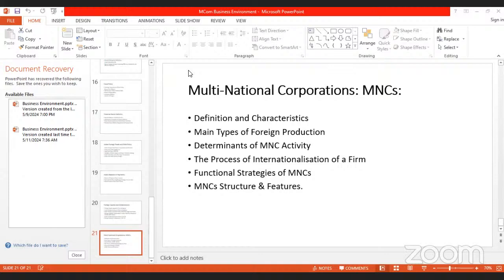So in all, we have six strategies under multinational corporations. These strategies are global strategies, that is, they remain the same throughout the globe. Next is multi-domestic strategies, that is, they change according to the nation in which they are functioning. Then there are transnational strategies. Then we have cost leadership strategy, differentiation strategy, and the focus strategy.